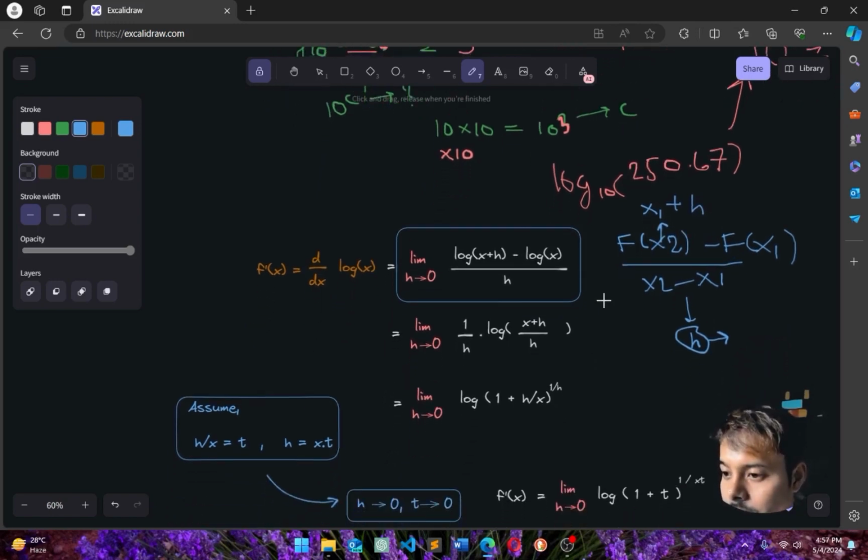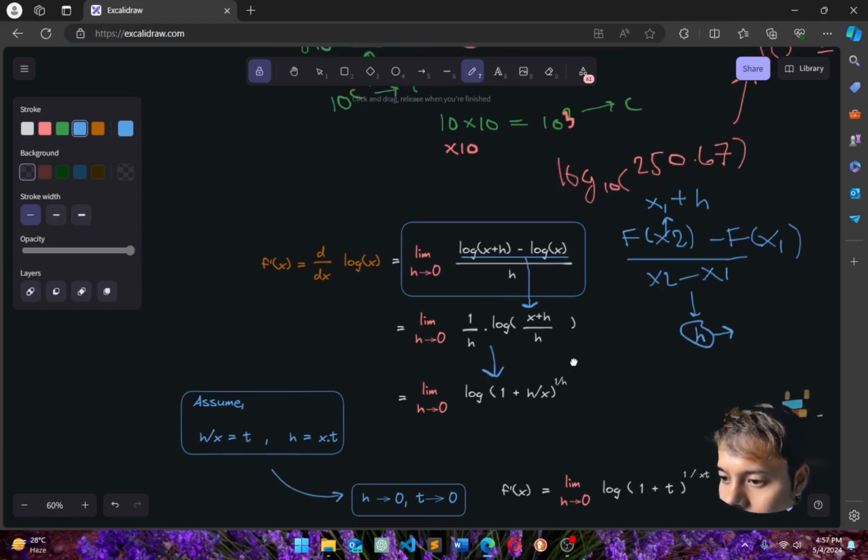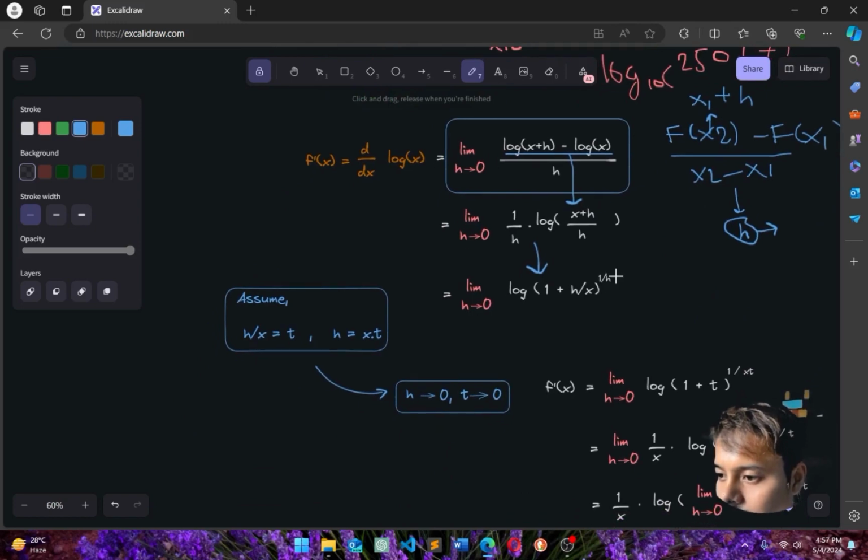Now after simplifying using the log rule, log(x plus h) minus log x, we get the quotient of the log rule, and after simplifying we get this. Now we have a small tweak here. We assume h by x is t, so h by x equals t, such that h equals xt.